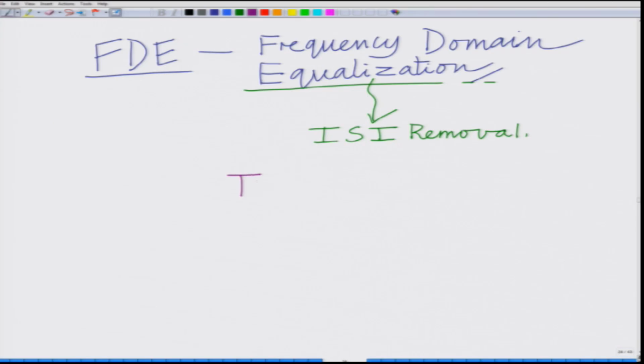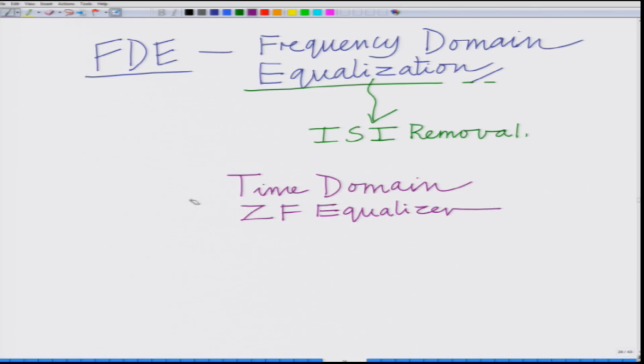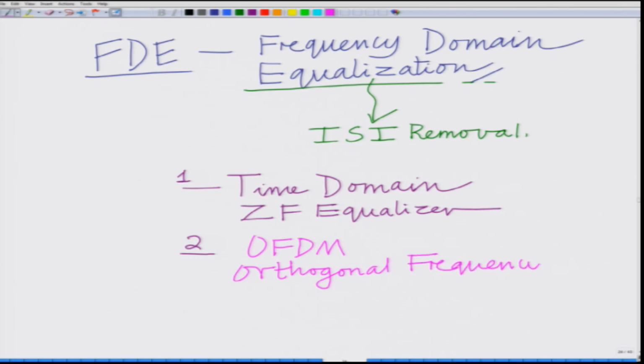Previously we have seen equalization in the time domain, that is your zero forcing equalizer. This is one of the techniques that we have seen. Let us call it technique 1. Technique 2 is basically your OFDM, orthogonal frequency division multiplexing, and this is basically the third technique that we are going to look at now, that is termed as FDE or frequency domain equalization.